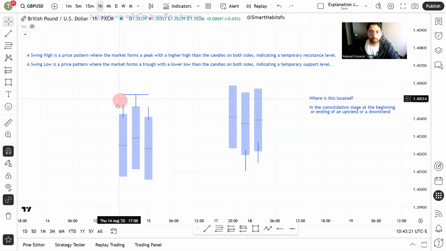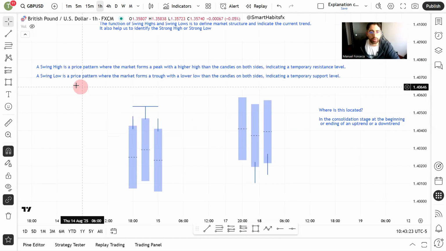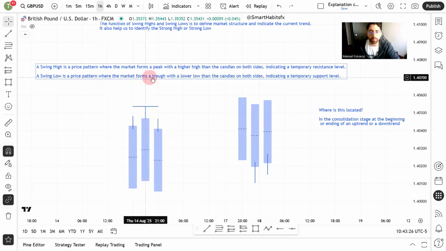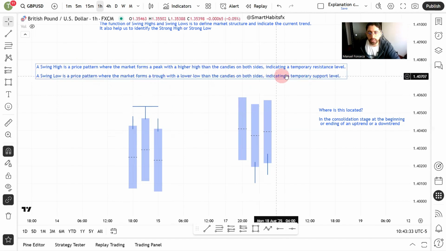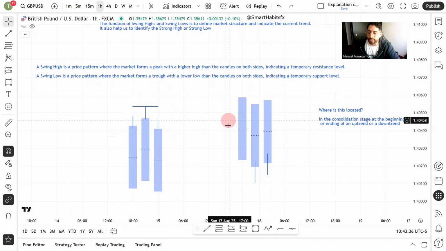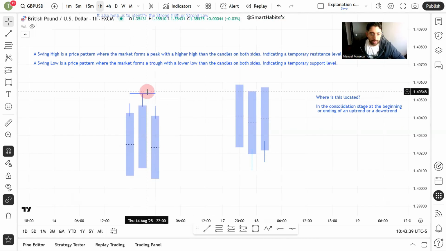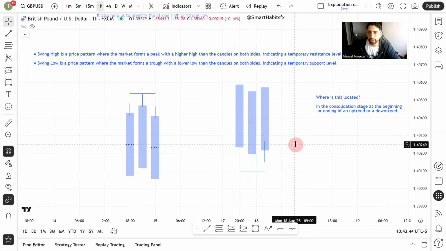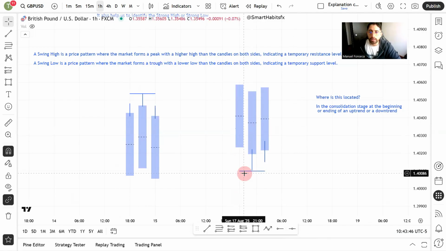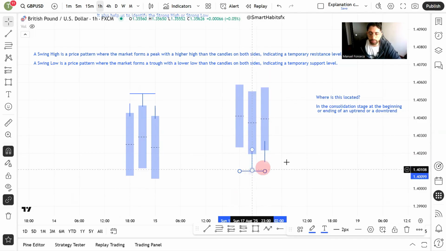Now we have the swing low, whose definition is the next. The swing low is a price pattern where the market forms a trough with a lower low than the candles on both sides, indicating a temporary support level. So it's the same pattern, but in reverse, correct? Same story. We have a three candle pattern. Now the lowest part of the price is the swing low, and the other candles on the right and on the left are higher than this one, and this creates a support level.